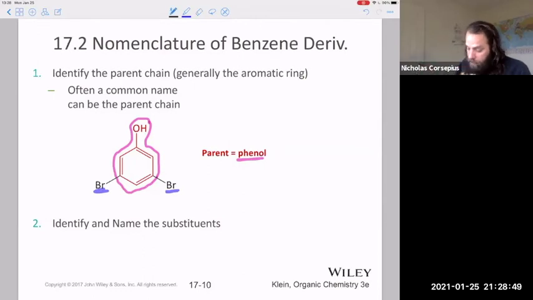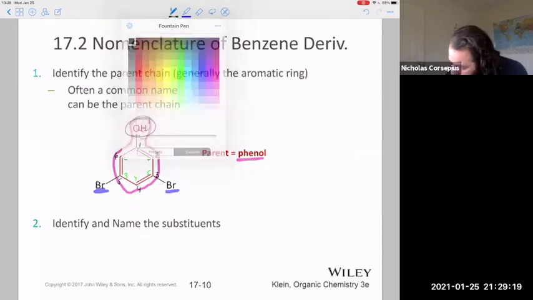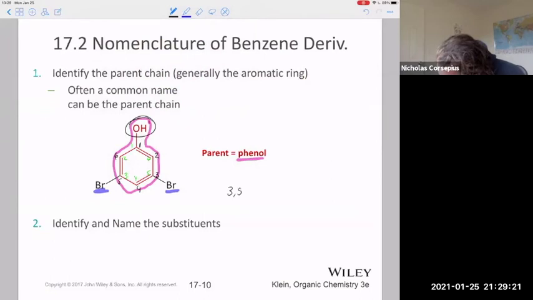So in this case, we're going to have to number. The special group that was a part of the parent chain always gets carbon 1. Okay, so this is carbon 1 here, and then we just go around 2, 3, 4, 5, 6. If we went the other way, so just like always, you want to try the 2 numbering schemes, 1, 2, 3, 4, 5, 6. In this case, it's equivalent, so we don't have to worry too much. And we have 3,5-dibromophenol.